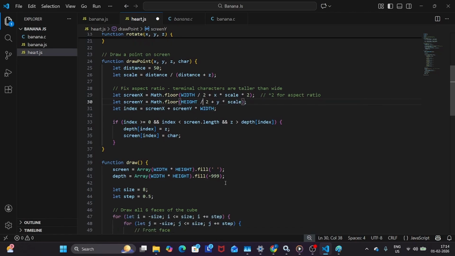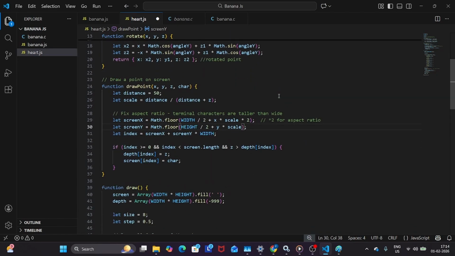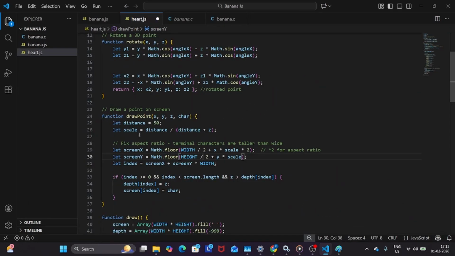And without this, the cube will not appear on the screen. And this is the main core of visualizing 3D in the terminal. You understand this thing? Okay, now there is one more thing, these two lines. I'm highlighting which lines I'm explaining.